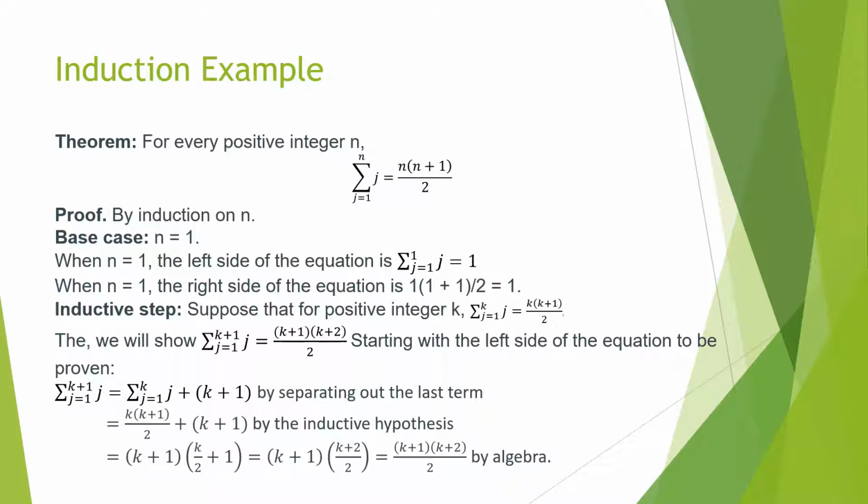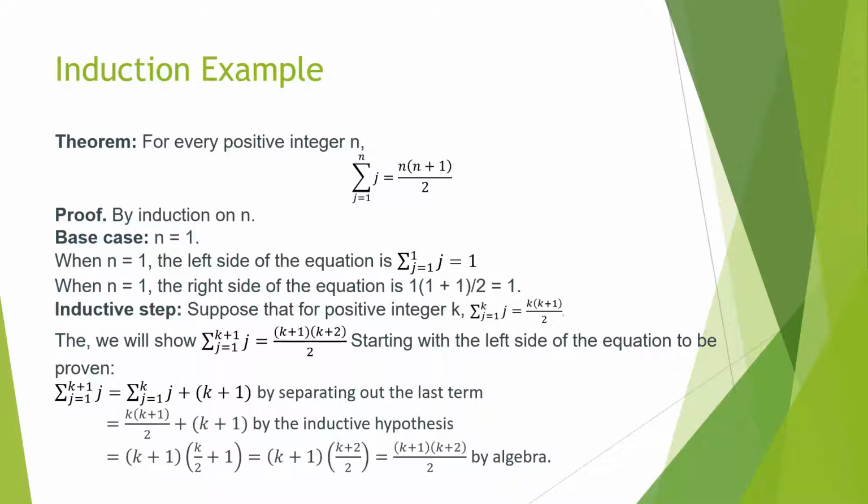In this slide, I'm going to show you an interesting theorem which says for every positive integer n, the summation of all integers from 1 to n is equal to n times n plus 1 divided by 2. I'm going to use proof by induction to prove it. So I have to show two statements. One is called the base case, the other one is called the inductive step.